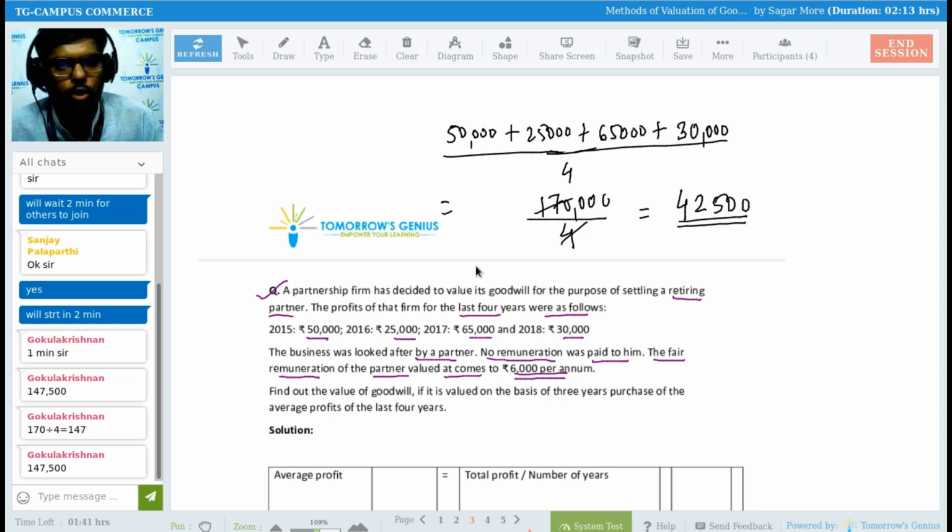But sir, what do we have to subtract? We have to subtract 6,000 rupees, which is likely to be incurred in future, right? We have to pay 6,000 rupees to Gokul as his remuneration. So minus 6,000. So what will be the adjusted profit?